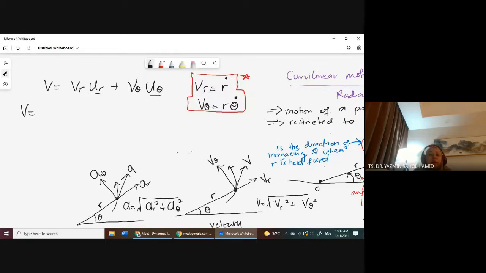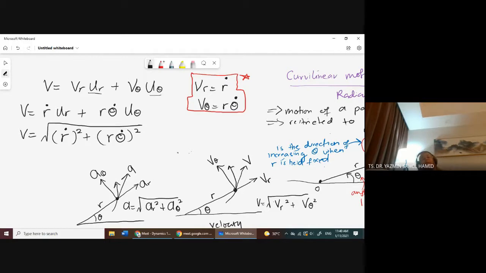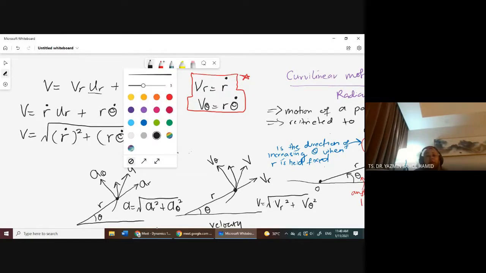What is VR? VR is r dot ur, and what is V theta? It is r theta dot u theta. So what it means is, if you need to find the magnitude of velocity, you need to find the square root of r dot squared plus r theta dot squared. Understand? Okay, so this is the important formula that you need to remember.